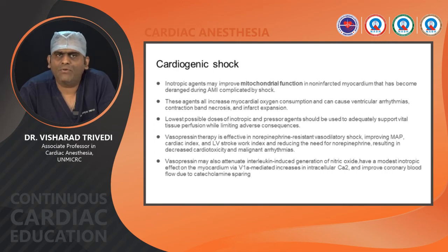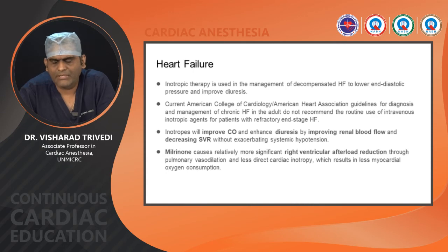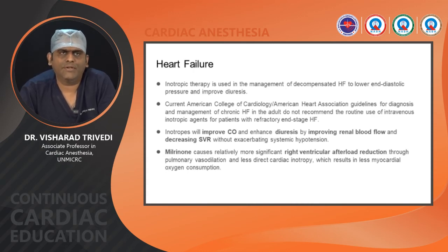Vasopressin therapy is effective in norepinephrine resistant shock. It should be a reserve drug, improving MAP, cardiac index, left ventricular stroke work index, and reducing the need for norepinephrine, resulting in decreased cardiotoxicity and malignant arrhythmias. Vasopressin may also attenuate the interleukin-induced generation of nitric oxide and have a modest inotropic action on the myocardium via V1A mediated increase in cytosolic calcium. It can improve the coronary blood flow due to its catecholamine sparing effect as well. So in case of refractory cardiogenic shock, you can use vasopressin.